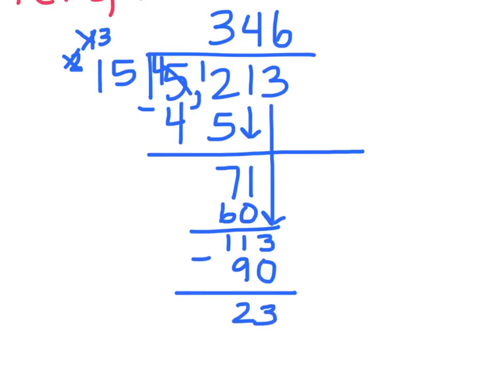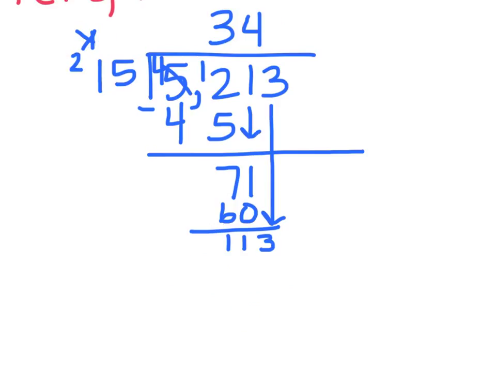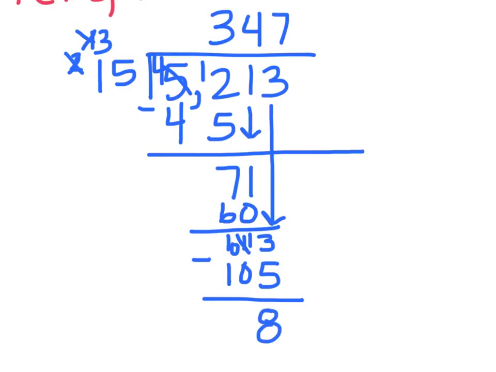Oops, too big, isn't it? Have to go back and try 7. Okay, so let's try again using 7 as my quotient. 7 times 5 is 35. 7 times 1 is 7 plus 3 is 10. This looks better, doesn't it? I have to borrow. 13 minus 5 is 8. So our answer is 347, remainder 8. Let's try another sample problem together before you try some on your own.